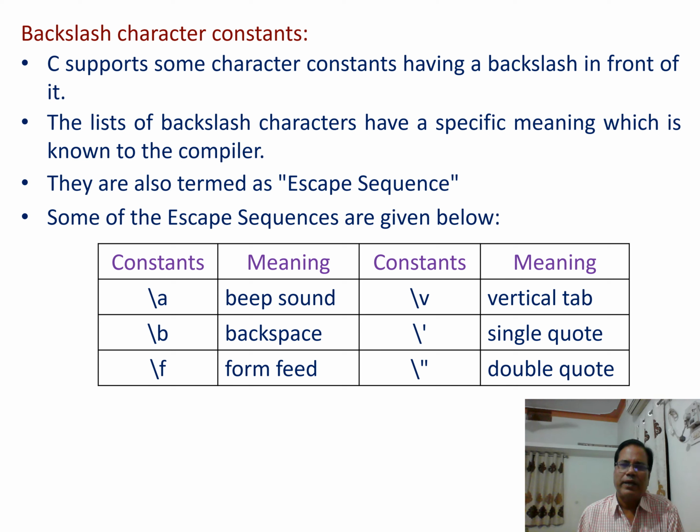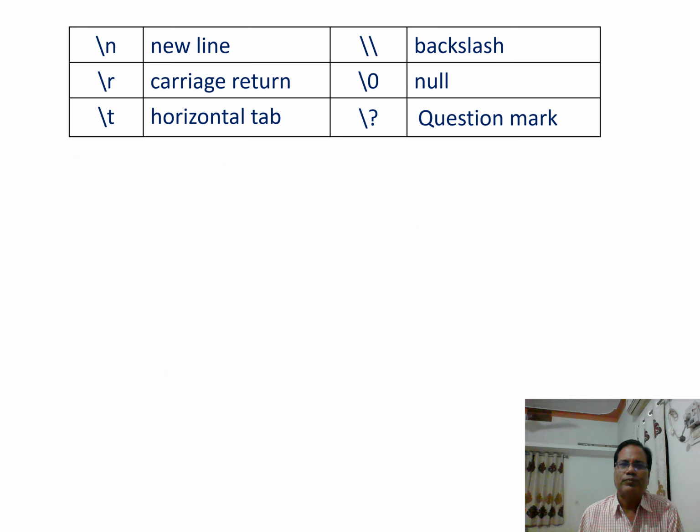Backslash together with a: this constant is used for providing a beep sound. Backslash b is the backspace. Backslash f, form feed. Backslash v, vertical tab. Backslash single quotation mark provides the single quote. Backslash double quotation mark provides the double quote. Backslash n is the new line escape sequence. Backslash r, carriage return. Backslash t, horizontal tab.